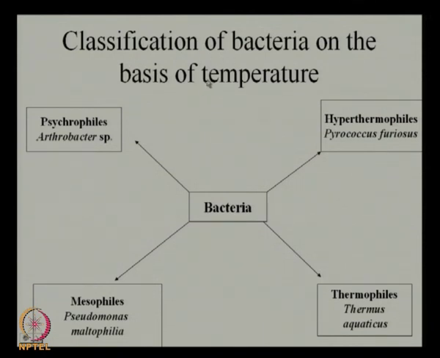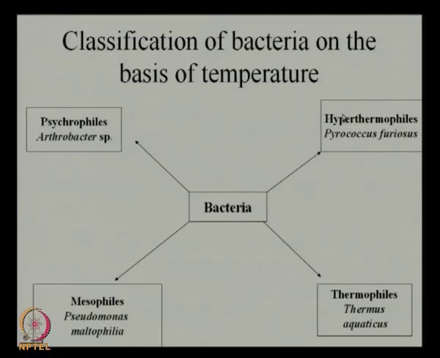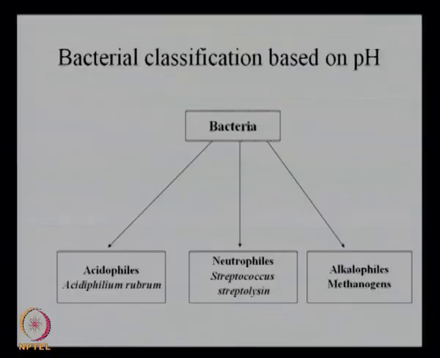When we are classifying bacteria based on temperature, we can divide it into psychrophilic, that means cold loving; mesophilic, normal moderate temperature loving bacteria; thermophilic, that means they need higher temperature, more than 50 to 70 degree centigrade; and hyperthermophiles, a group of bacteria that can withstand very high temperature, normally 70 to 90 degree or so. Some reports say that some bacteria can withstand up to 140 degree centigrade.